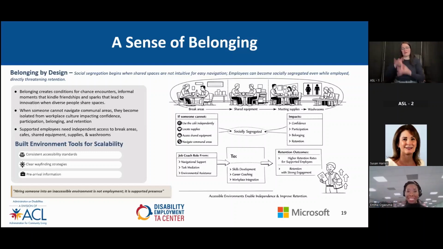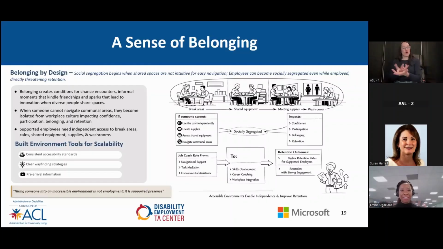If someone cannot independently navigate spaces, find what they need, or use shared facilities, they don't just face barriers, they become socially segregated. Even when successfully hired in a role, the impact is almost immediate. This is why there is a strong need for the built environment to continue to support. And you see with that social segregation, you start to see immediate impact where it lowers their confidence or reduces their participation with the rest of the team or weakens that sense of belonging which we all want to have in any place and ultimately can lead to a retention risk.